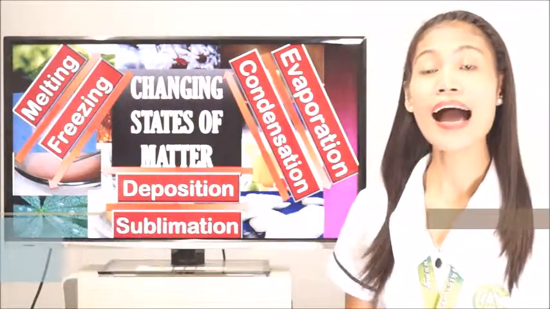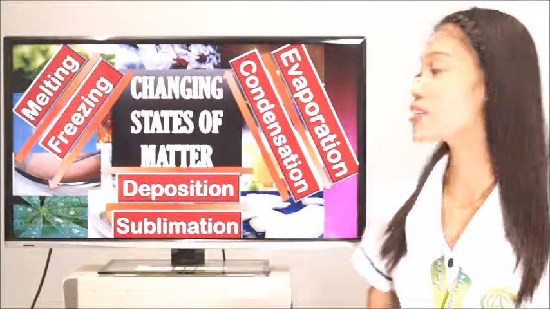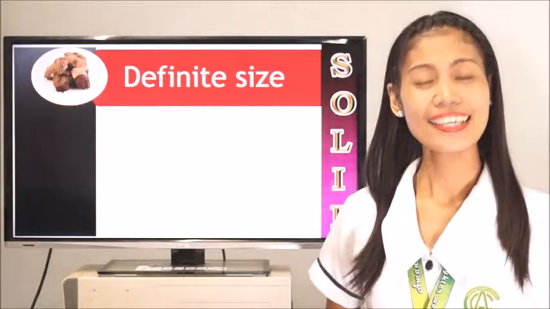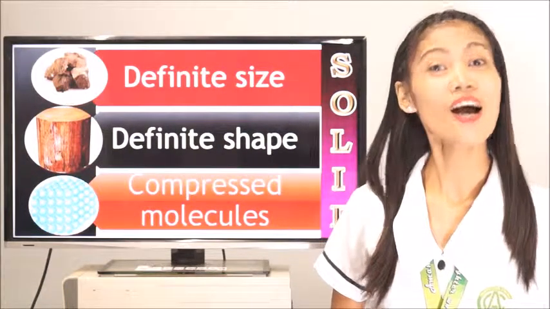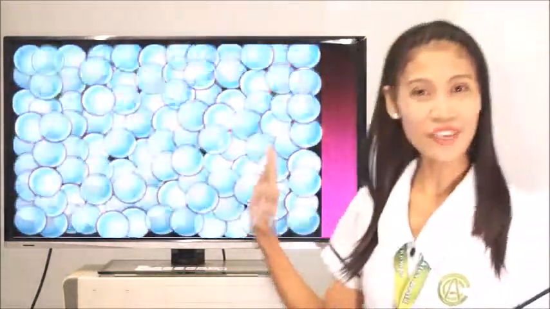But before that, I'll give you a short background regarding the states of matter, which are the solid, the liquid, and the gas. Let's have the characteristics of the solid. Solid has a definite size, and it has a definite shape. The molecules are compressed. Though they are compressed, it doesn't necessarily mean that it is motionless. They move back and forth, up and down, or vibrate around a fixed point.